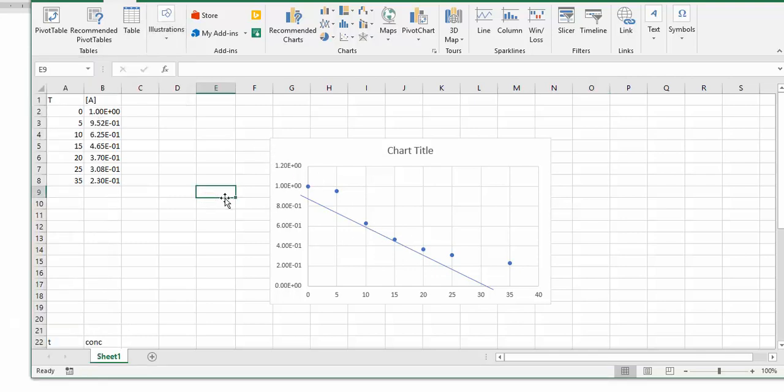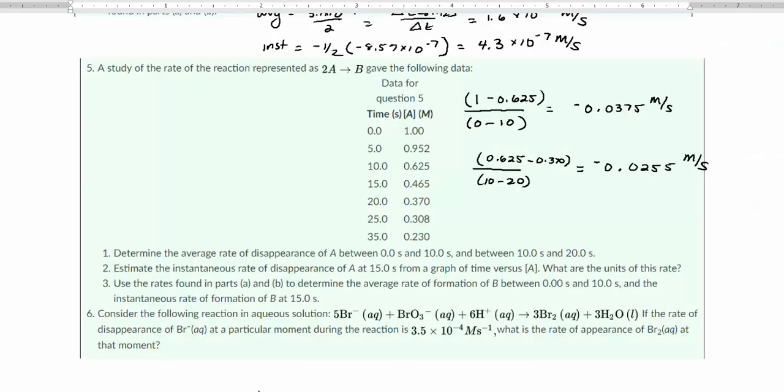Now I prefer to draw a tangent line so that it intersects the axes. I find that much easier to calculate. So I have my change in y, and my change in y appeared to be 0.9, and my change in x appeared to be about 31. I'm just doing the best that I can, and I get 0.029 molarity per second. That's my instantaneous rate.